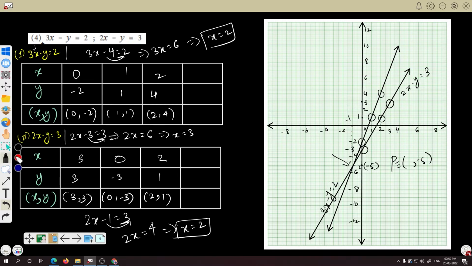I'll rewrite this. The x coordinate is minus 1. Therefore, for this given simultaneous equation, the solution is minus 1 comma minus 5. I hope this is clear to you.